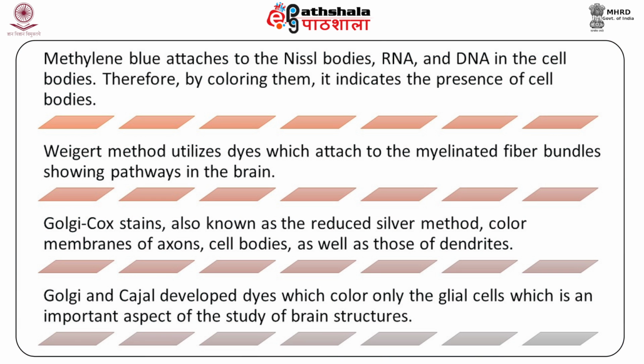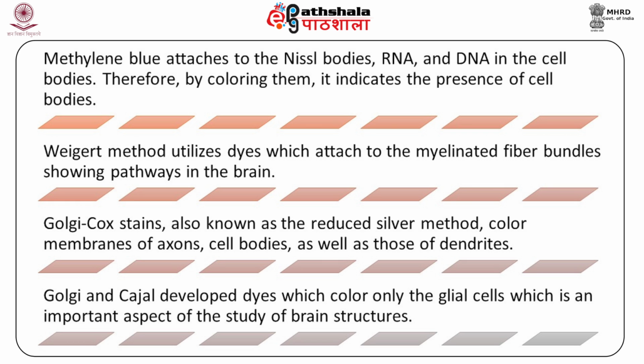Methylene blue attaches to the Nissl bodies, RNA and DNA in the cell bodies. Therefore, by coloring them, it indicates the presence of cell bodies. The Weigert method uses dyes which attach to the myelinated fiber bundles, showing pathways in the brain.